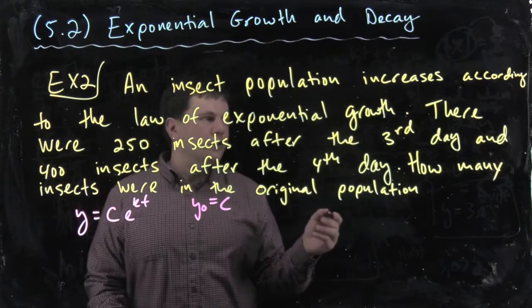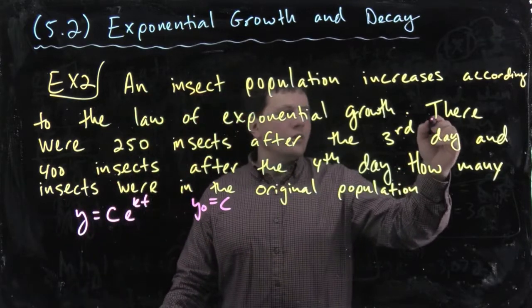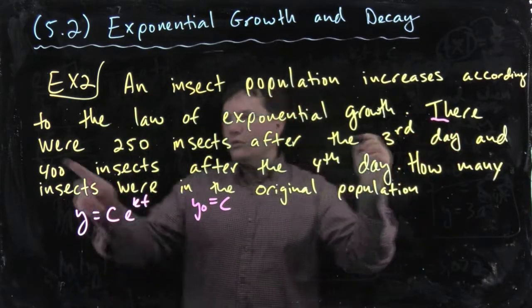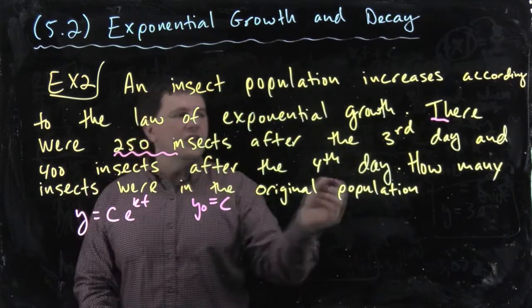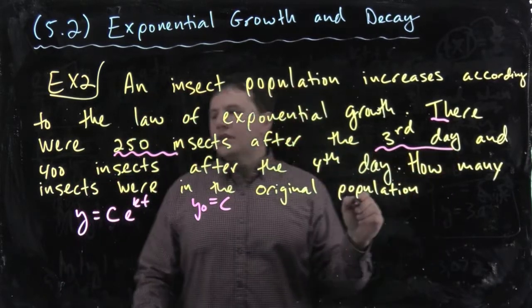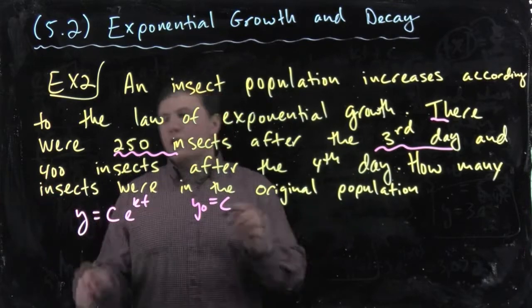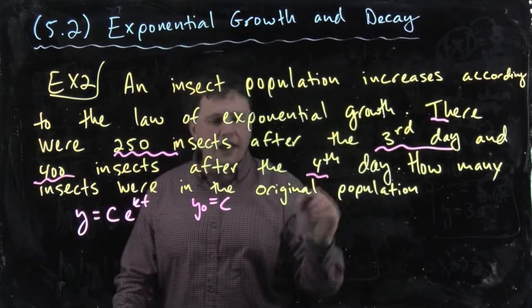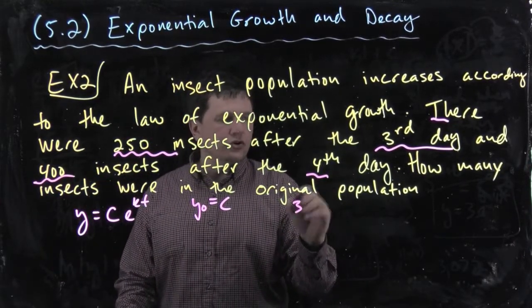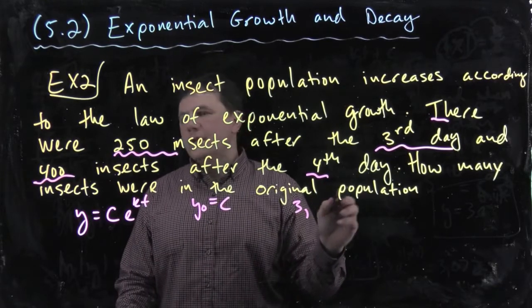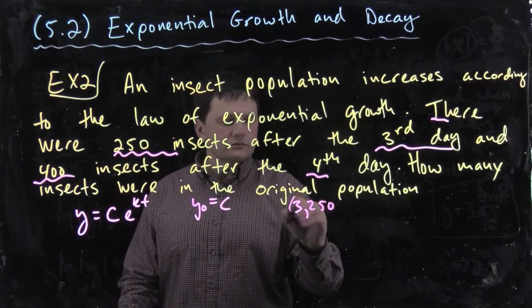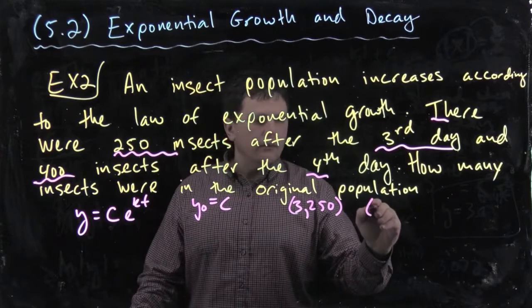Once again, you want to look for the 2 points. So here we have, there were 250 insects after the 3rd day, and then we had 400 insects after the 4th day. So we have 2 points: (3, 250) and (4, 400).